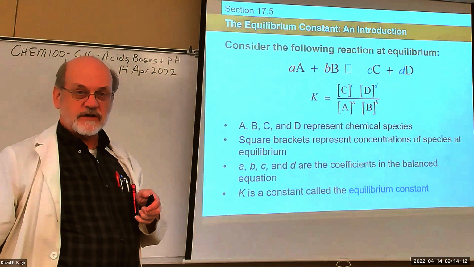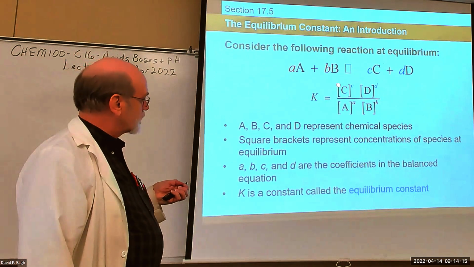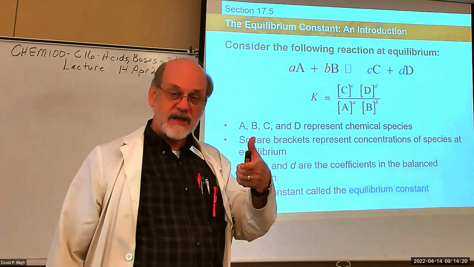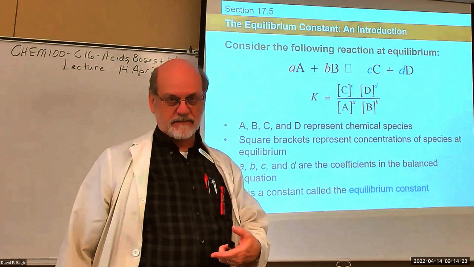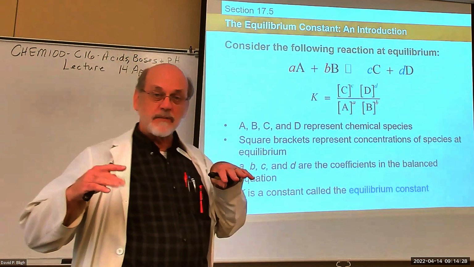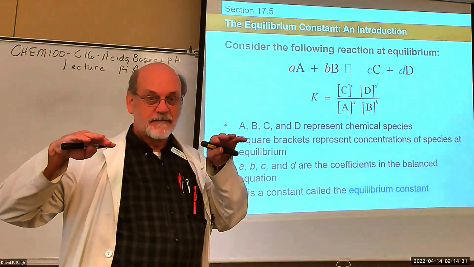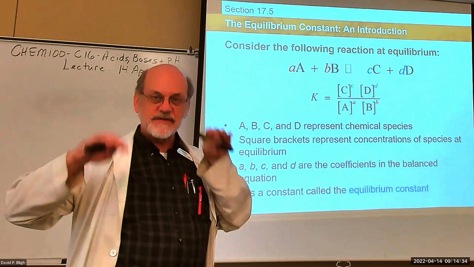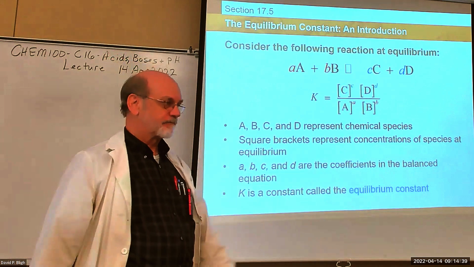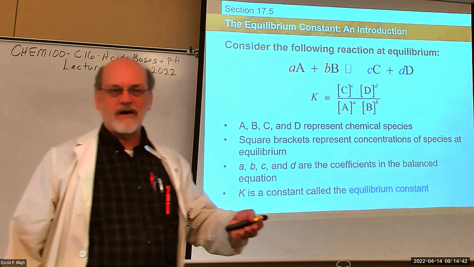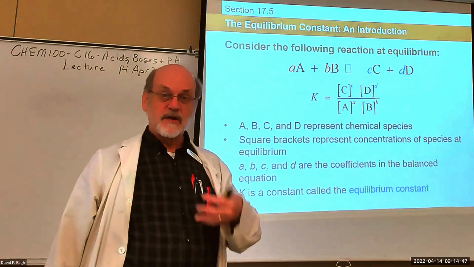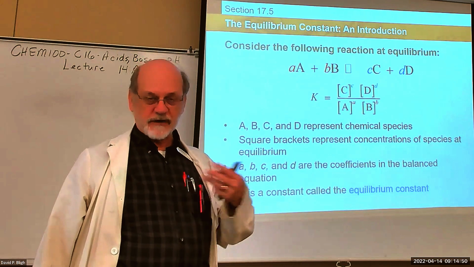So if you know the concentration, that's what these square brackets mean. The square bracket means the concentration of C, D, A, and B at equilibrium. It doesn't matter what you put in there at the beginning. Once it reaches equilibrium, you measure A, B, C, and D, then that square bracket says this is the concentration of these reactants and products. And typically we express that in molarity, unless we have gases, then we might choose to express it as partial pressure, which is perfectly valid.